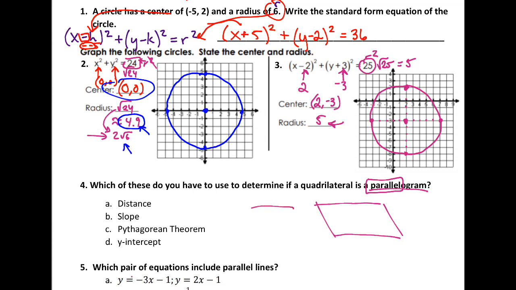It could be vertical this way or something like that, but either way, the slope of the opposite sides are equal because parallel lines have the same slope. So you'd basically need to find the slope of each side and make sure that they match. So the slope of this one matches the slope of this one, and the slope of this one matches the slope of this one. So it really relies on the slope, because you can determine that it's a quadrilateral.